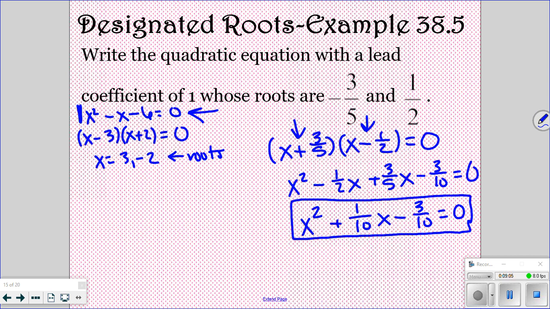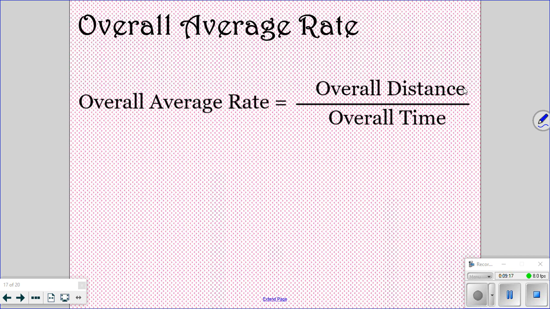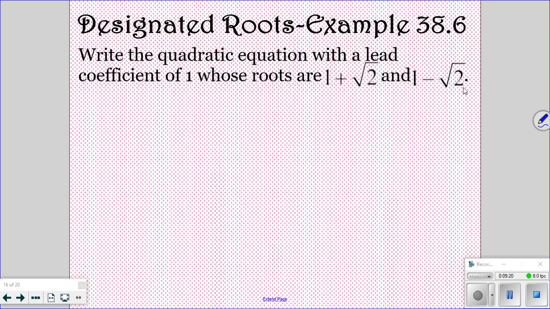So let's look at another one. Oh, there we go. So they give us the lead coefficient of 1, and I'm almost positive that all of them that we cover have a lead coefficient of 1. Okay, so you don't have to worry about what it is going to do whenever it's not a lead coefficient of 1. Pretty sure all of them have just a 1. So the roots are 1 plus the square root of 2 and 1 minus the square root of 2.